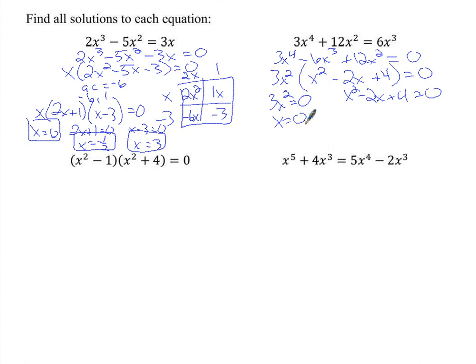So the graph at 0 will look like a parabola, just to bring up the last section. So we have x equals 0 as one of our solutions. And now we have this x squared minus 2x plus 4 equals 0 for our other solution, but we have to solve. In order to solve, we're going to have to use the quadratic formula. So we write x equals. The quadratic formula, remember, is x equals negative b plus or minus the square root of b squared minus 4ac all over 2a.